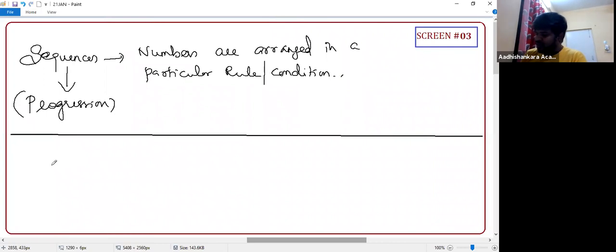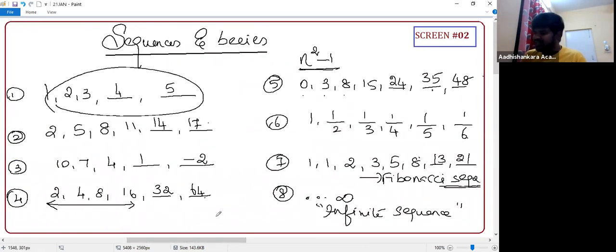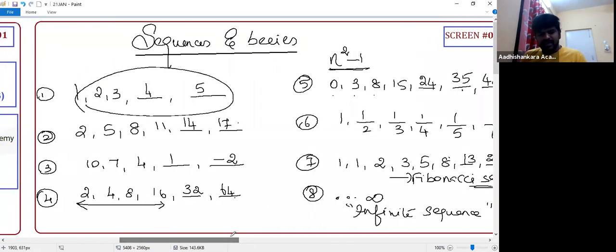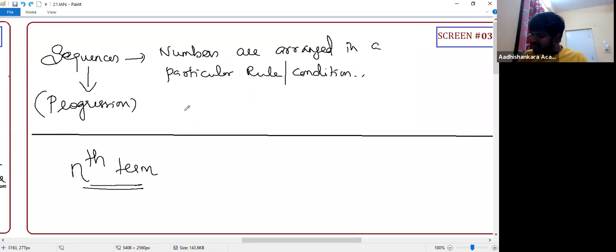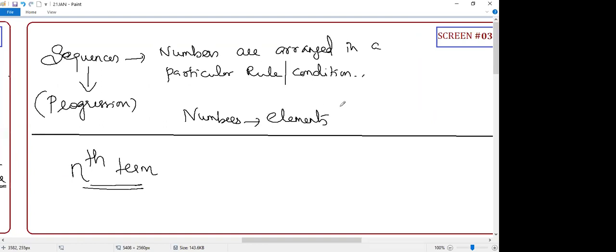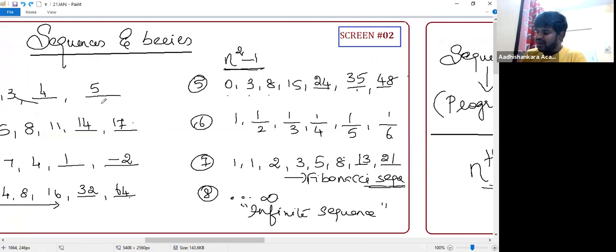Guys, the general rule is called the nth term. Anyone can tell me what is the general term here? The nth term. One more thing I wanted to say: the numbers arranged in a particular order are called elements, or members, of the sequence. Guys, are you clear? These are all called elements of the sequence.